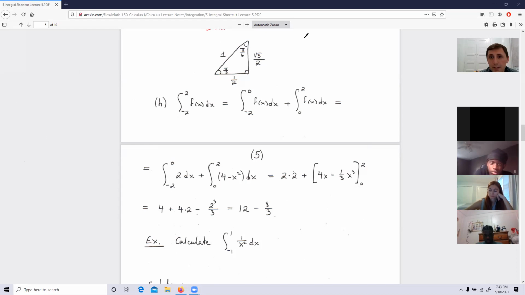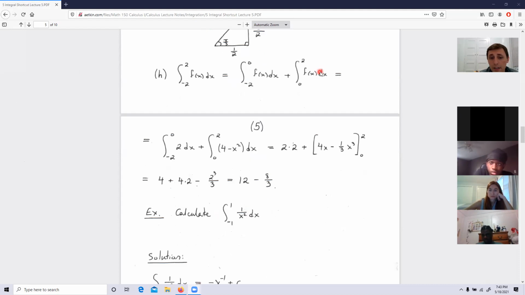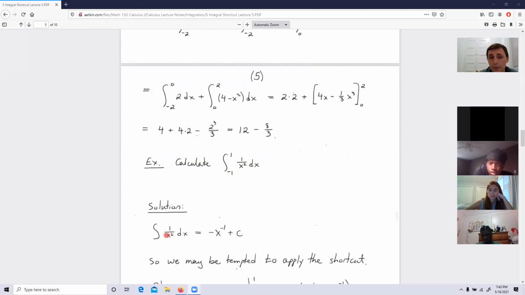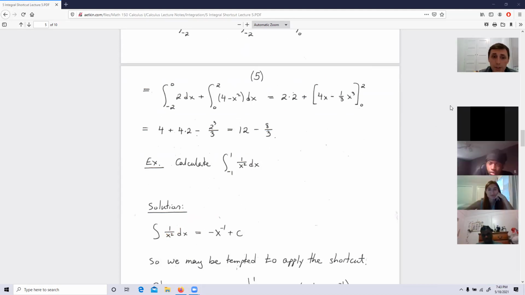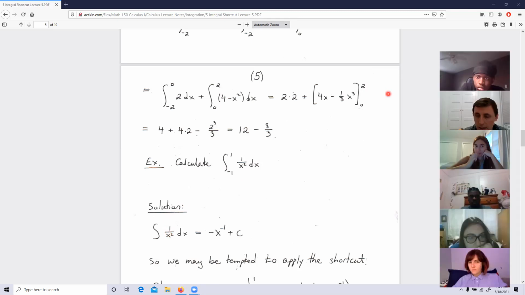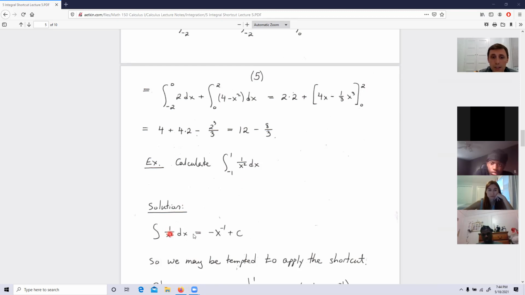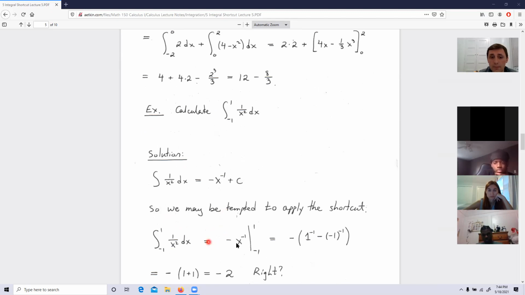Again, I am pushing something here. You see, you're so unused to it that I'm not sure I can even surprise you, because we just do it so late. But a lot of people get comfortable, they love the shortcuts and they're very happy. They just take the antiderivative of 1 over x squared, which is minus x to the minus 1. Then they evaluate minus x to the minus 1 from minus 1 to 1, and they get minus 2.